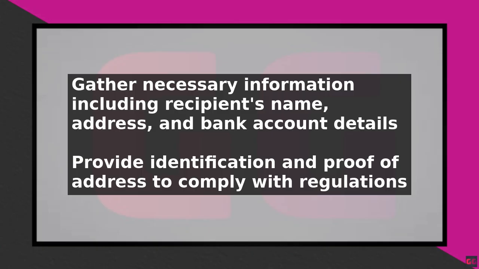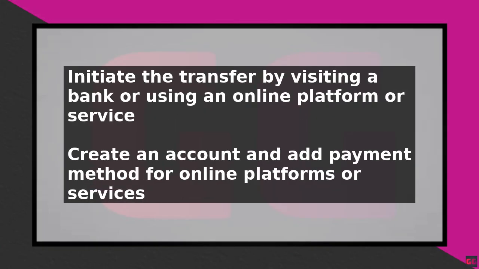Once you have chosen your method, you will need to gather the necessary information. This typically includes the recipient's name, address, and bank account details if applicable. You will also need to provide identification and proof of address to comply with anti-money laundering regulations.